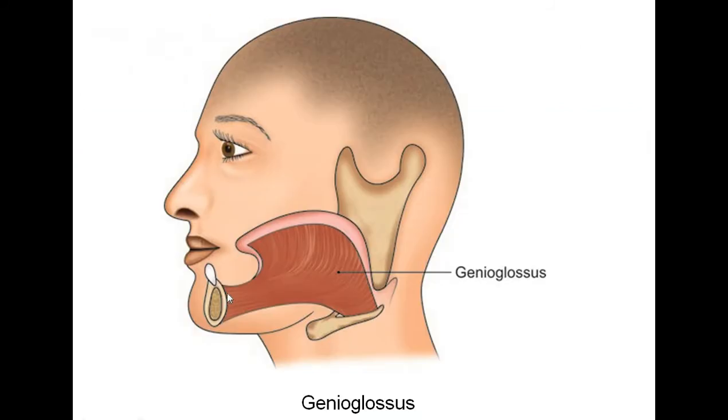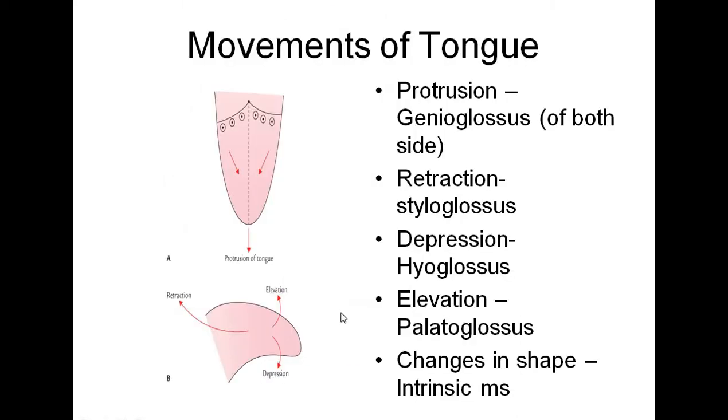So this is the genioglossus muscle taking origin from the upper genial tubercle. The anterior fibers insert into the tip, the middle fibers insert at the dorsum of the tongue, and the lower fibers insert at the hyoid bone.